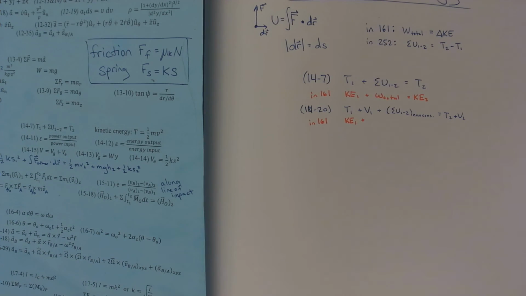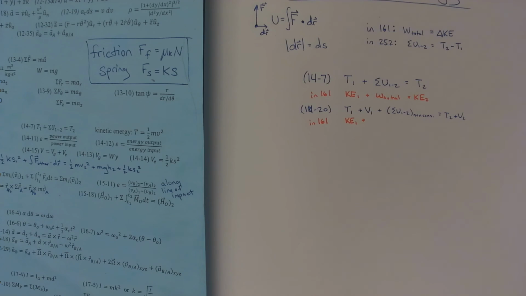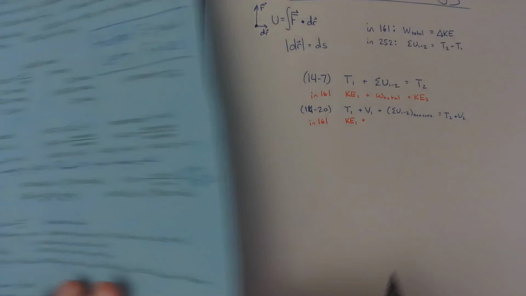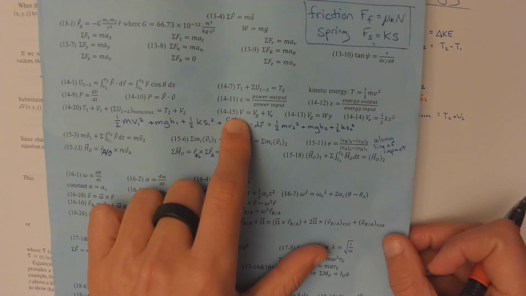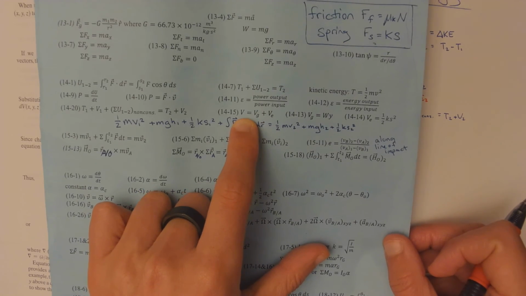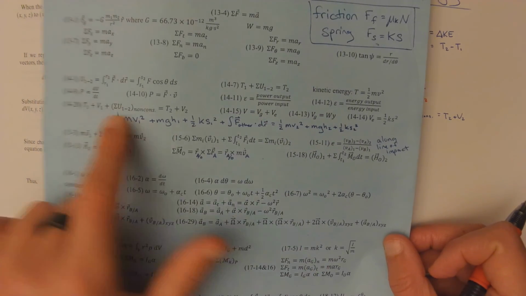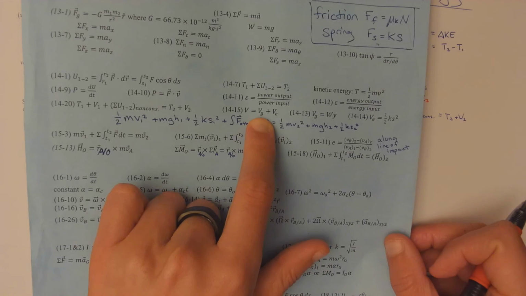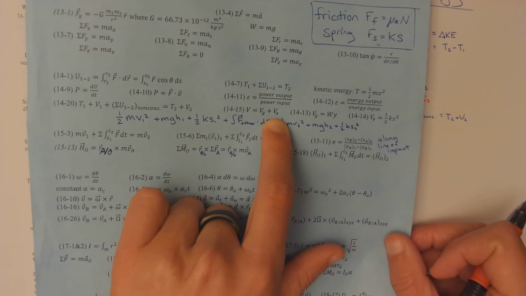In a given problem, you may only have one type of potential energy. It could be gravitational potential energy, it could be elastic potential energy. Sometimes you have gravitational potential energy and elastic potential energy. So here, for equation 14.15, we see that the potential energy, which is what we have here, could be gravitational potential energy plus elastic potential energy.